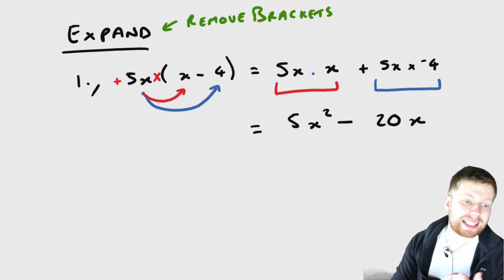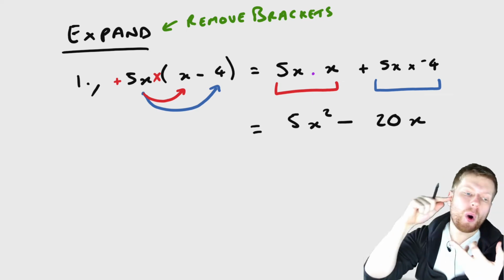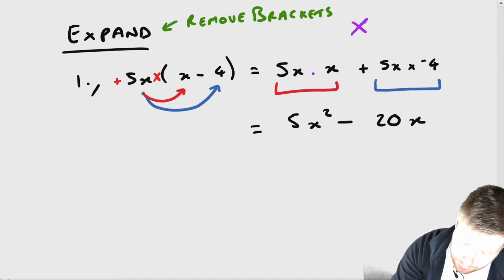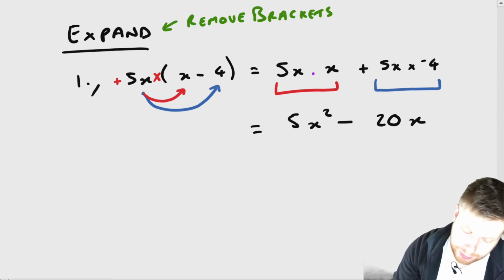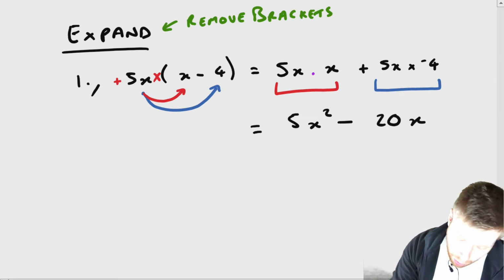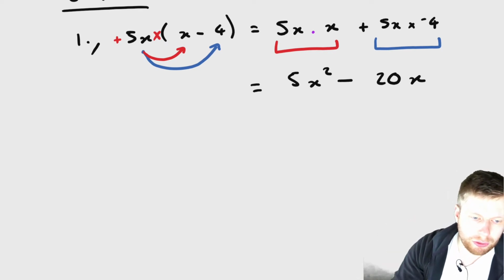You could either not bother writing anything at all, or you could write a times symbol in, or if you prefer, you could write this dot. So that is the same as a dot. It's worth being aware of that. All right, fantastic. So expand means to get rid of the brackets. Let's have a go at another example.